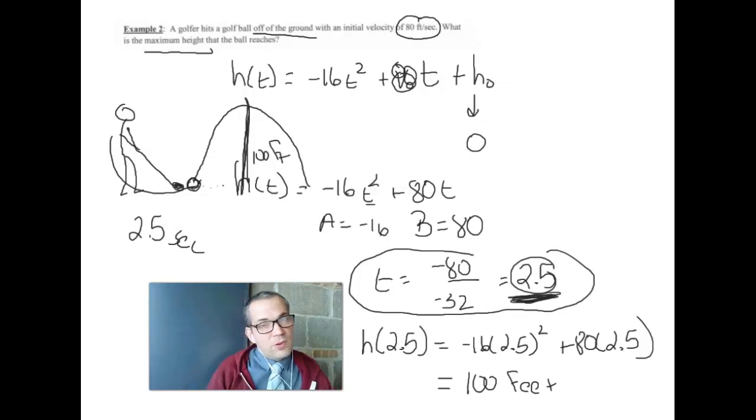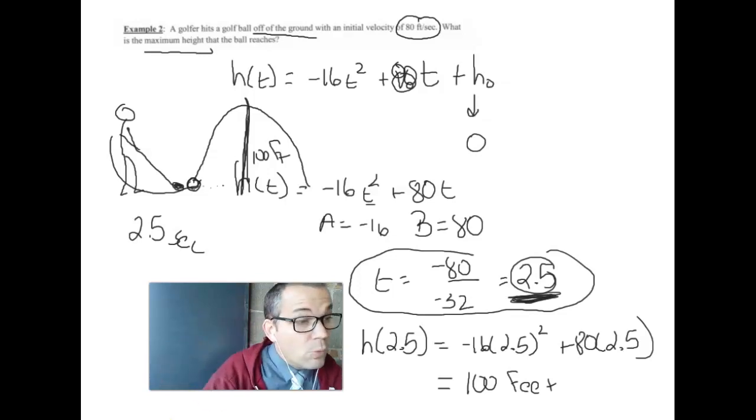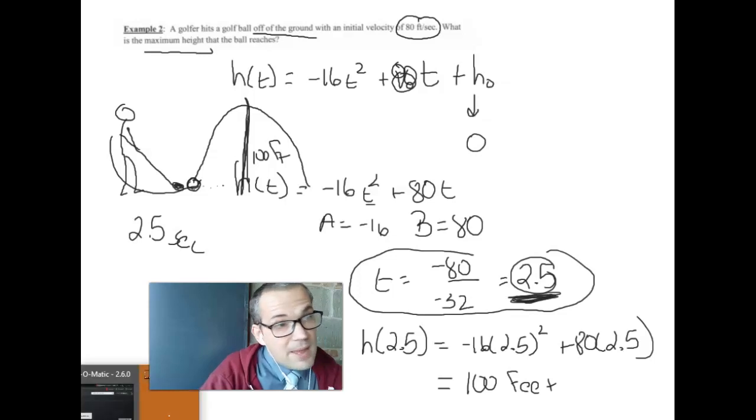So on the surface, we're really just finding the y value for the vertex, but in terms of the real life application, that's what's happening. We'll do one last example, and I hope it's sinking in, man. This is good stuff.